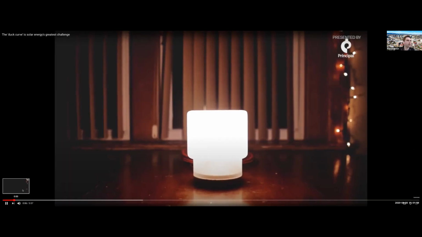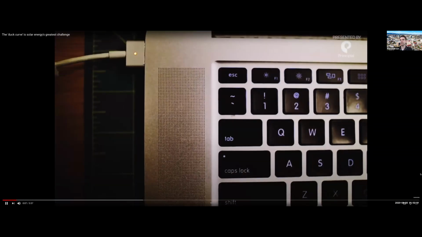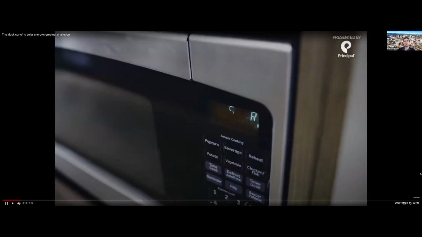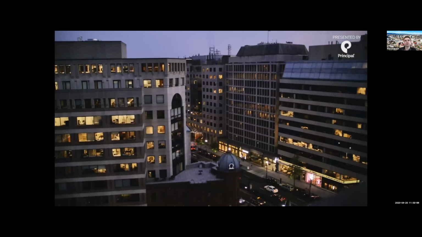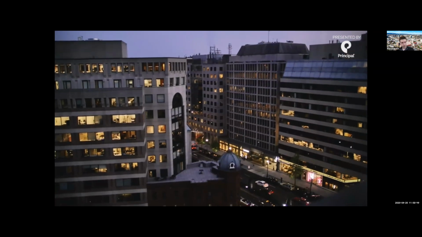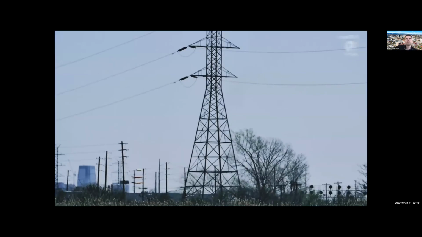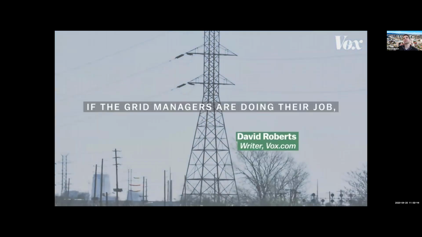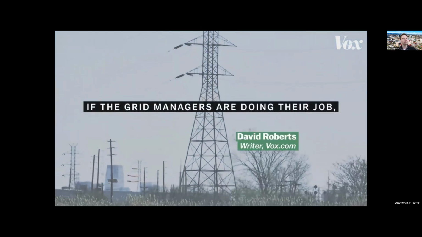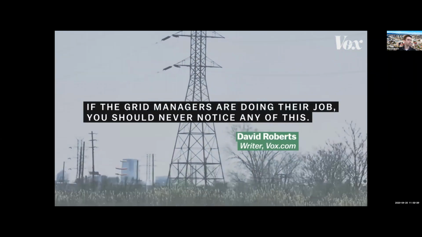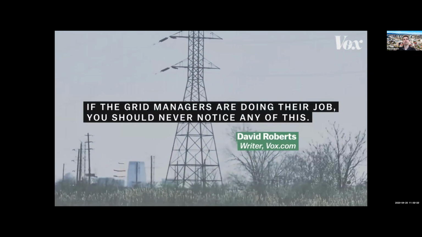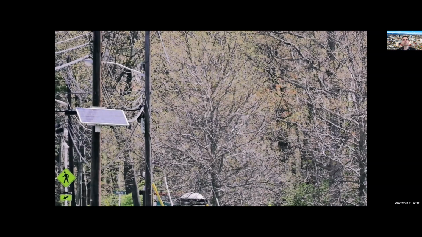All of your appliances work. Your power company has electricity ready to transmit for a lot of customers. And utility companies have gotten really good at anticipating that demand. If the grid managers are doing their job, you should never notice any of this. But a rise in solar energy production is making their jobs a bit more complex. Here's a chart that explains why.